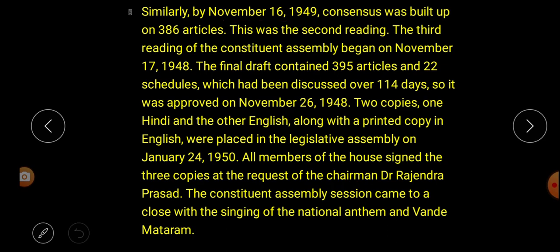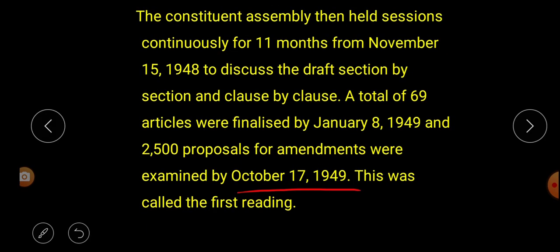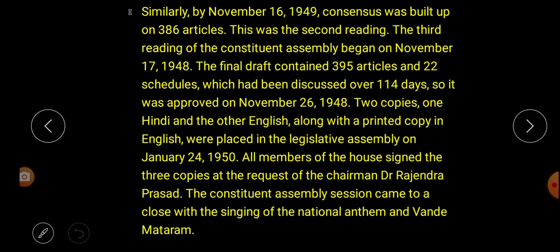The third reading of the Constituent Assembly began on November 17, 1948. The third reading was when? November 17, 1948. Listen carefully. The first reading, October 17, 1949. Second reading, November 16, 1949. And third reading, November 17, 1948.